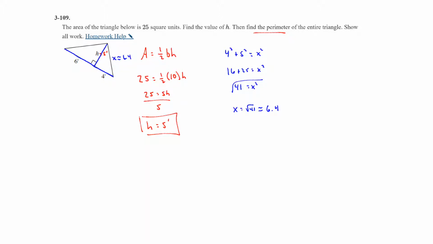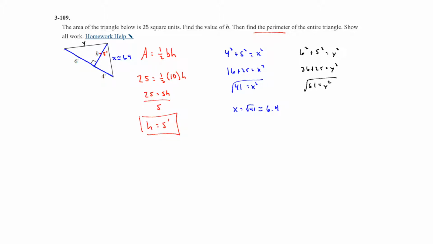Now we'll go ahead and do the same thing with the other triangle. We have a base of the right triangle of 6, so that's 6 squared plus the height, 5 squared. This side we'll call y this time. And so we get 36 plus 25, and that will be 61.